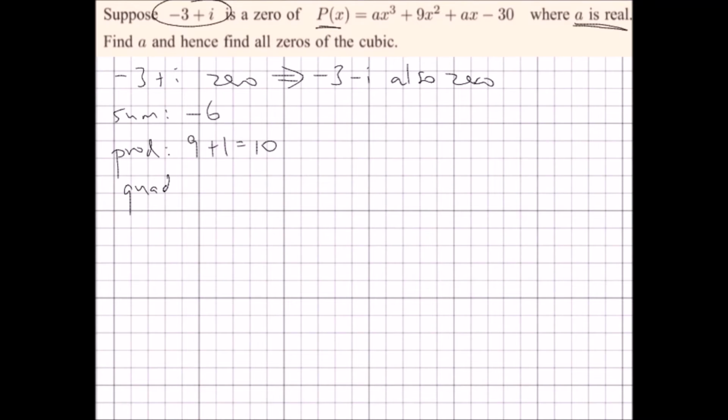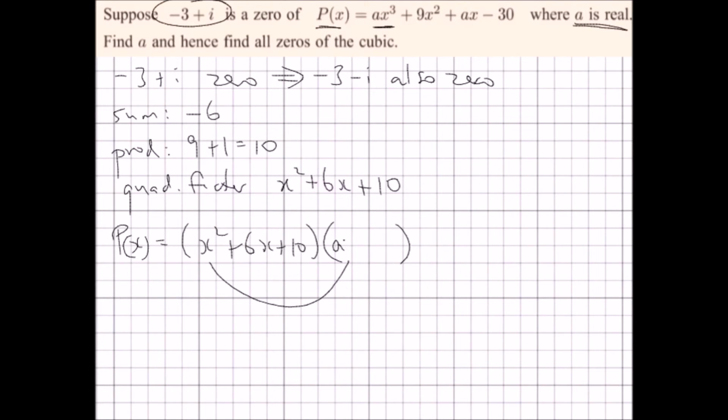Therefore, the quadratic factor that has these conjugate pairs of zeros will be x squared, take the sum, becomes plus 6x, plus the product. So p of x can be expressed as x squared plus 6x plus 10 multiplied by some linear factor to get this cubic. So if I've got x squared times by x here, to get ax cubed, it must be ax. My constant term, 10 multiplied by this constant, must equal the negative 30, so it must be negative 3.